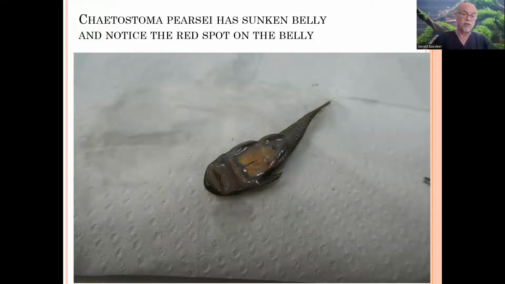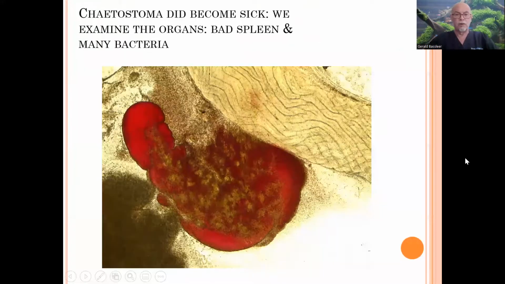Of course, we can take a skin scraping, looking maybe that there would be a parasite causing this damage and causing secondary bacterial infections and wounds. We couldn't find anything specifically on this Chaetostoma. So we had to look inside and we found out that the spleen was in very bad condition with a lot of bacteria inside the abdominal fluid, inside the spleen.